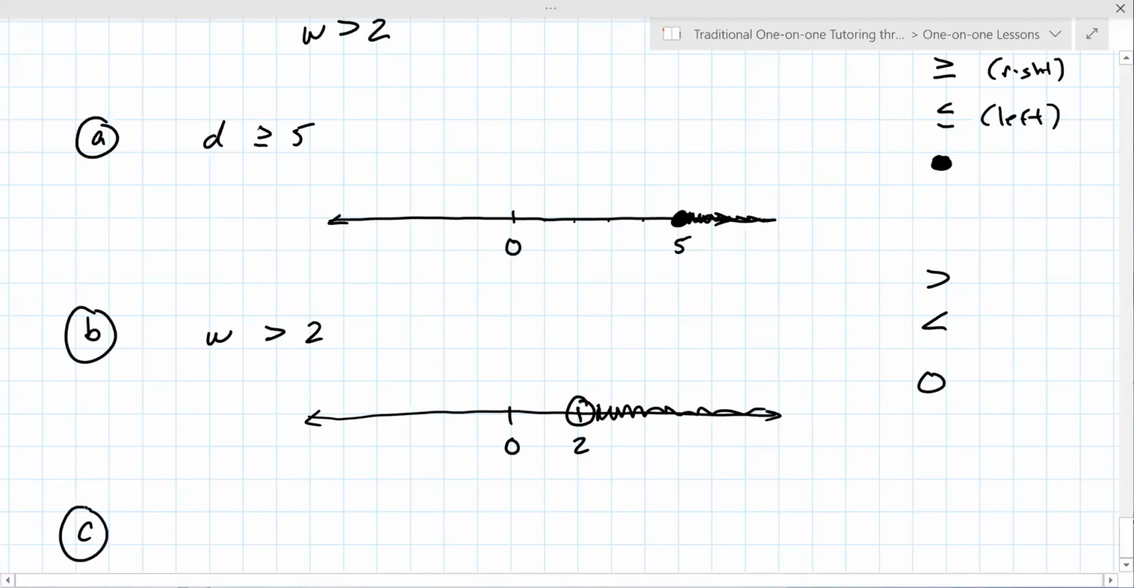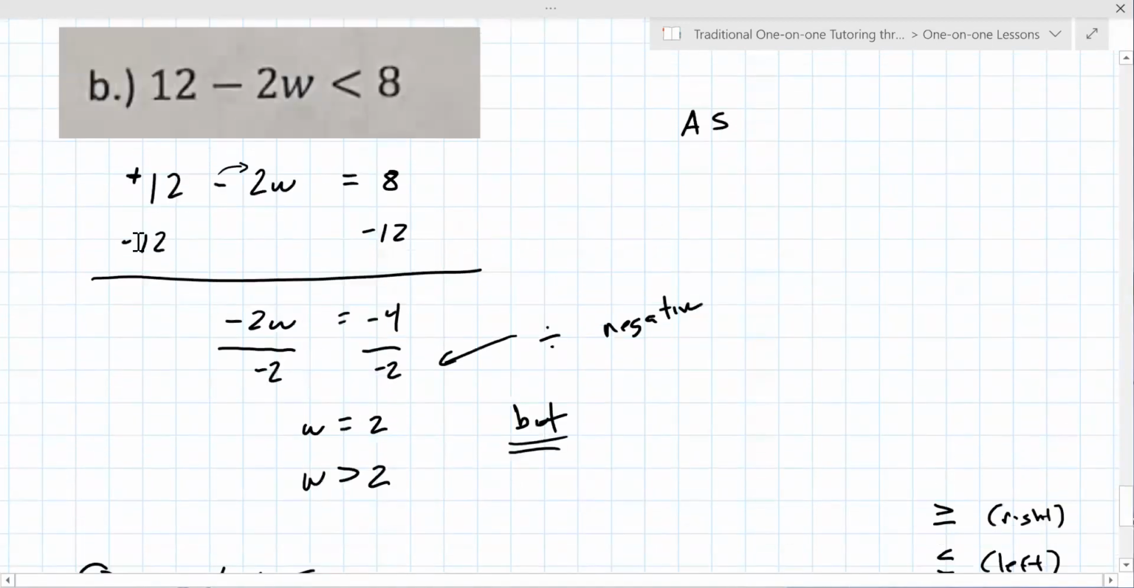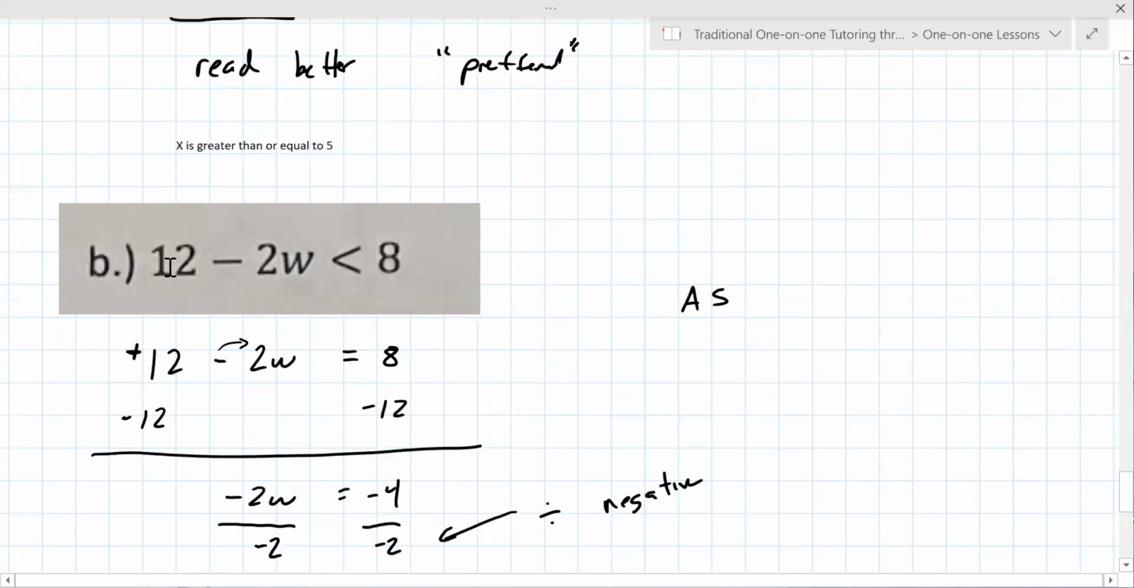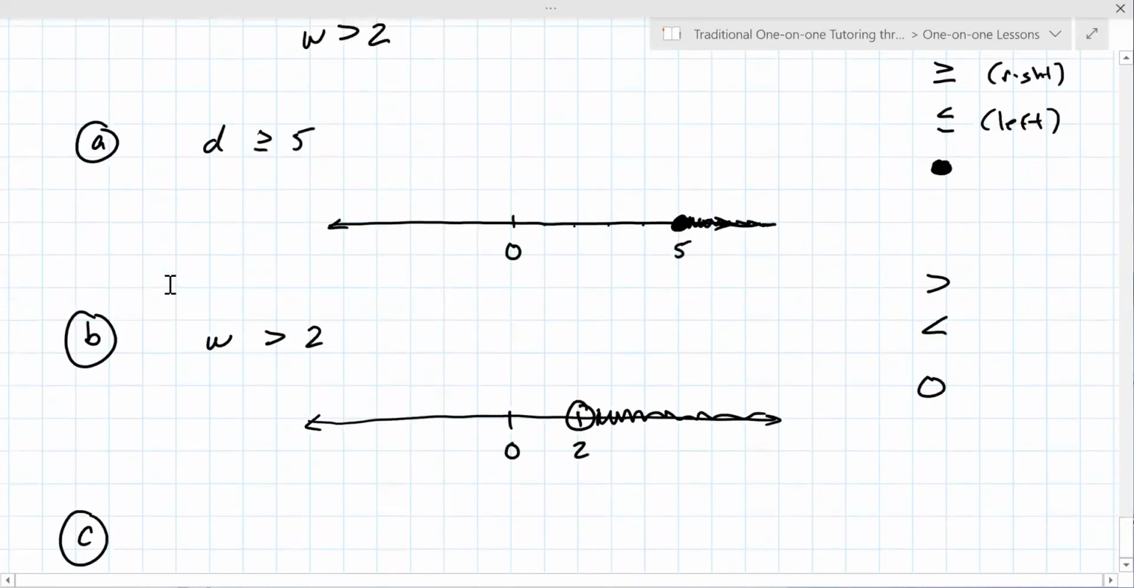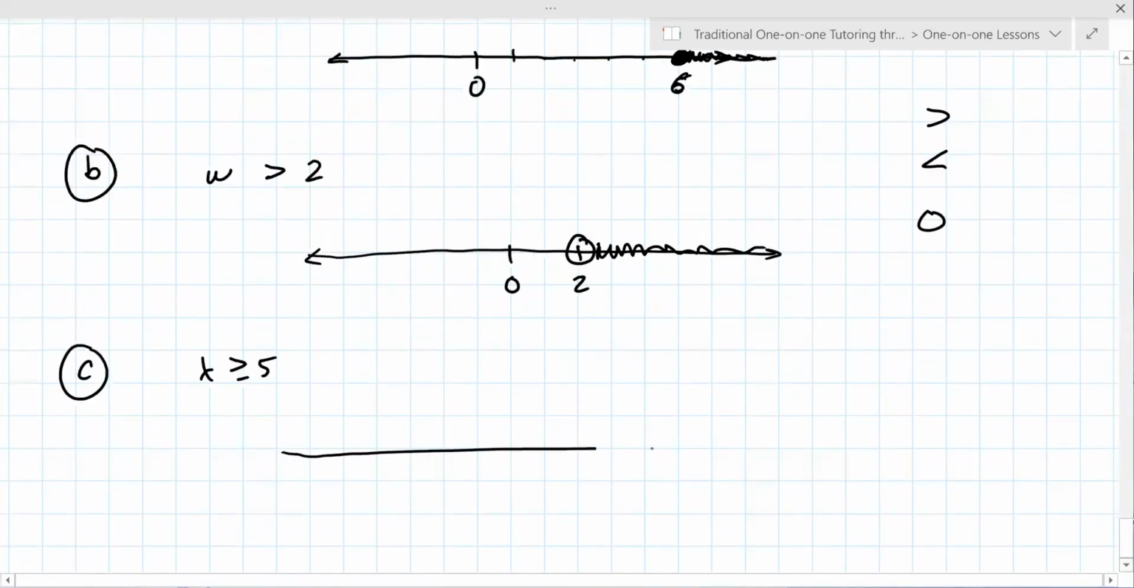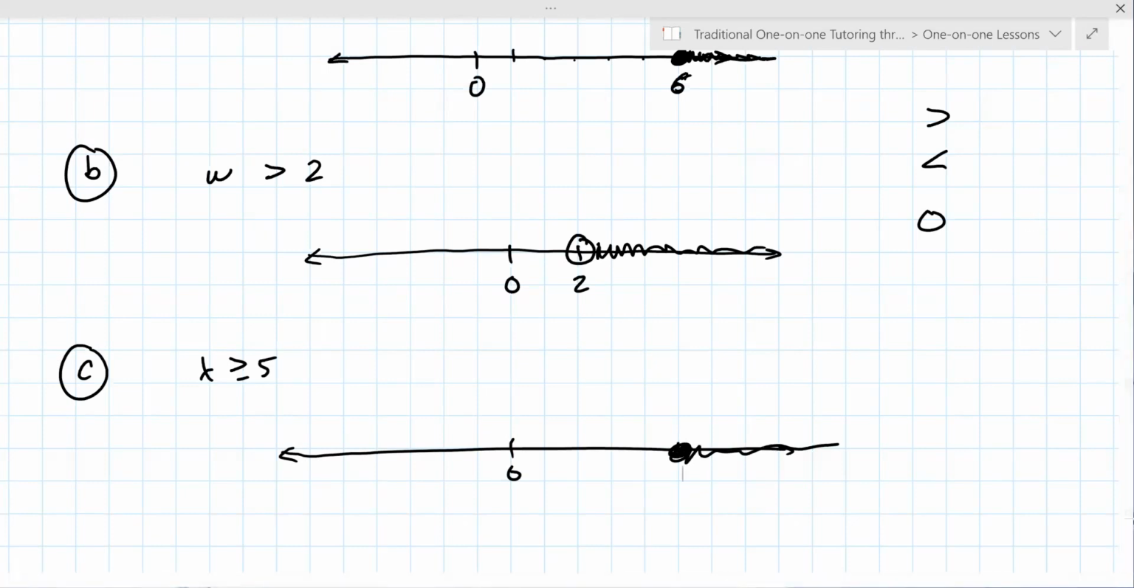And then remember part C, we got x. Let me scroll up and see what we got. We got x greater than or equal to 5. Oh, the same thing. That's odd. Oh, this was 6. I'm sorry, I gave you the wrong one there. Let's put 0 right there. So the last one was x greater than or equal to 5. So it's the same deal there. So you go to 5 and then closed circle. Perfect. Very good.